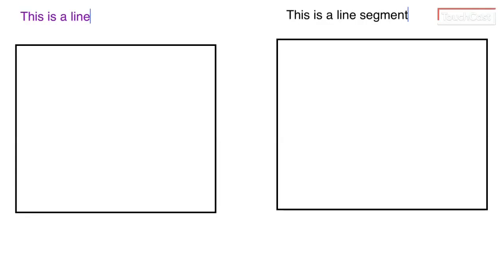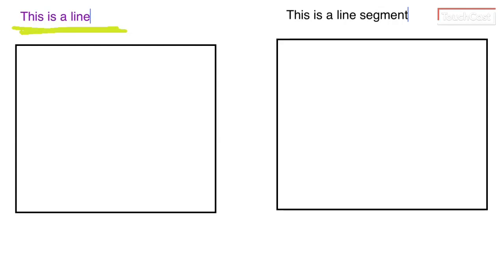Today we're going to talk about what a line is, what a line segment is, and what a ray is, now that we're jumping into geometry. We're going to start with a line. It sounds pretty basic to say, but we're going to start off with this idea of what is a line.